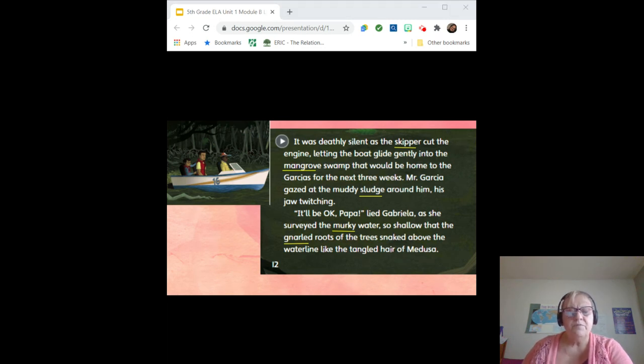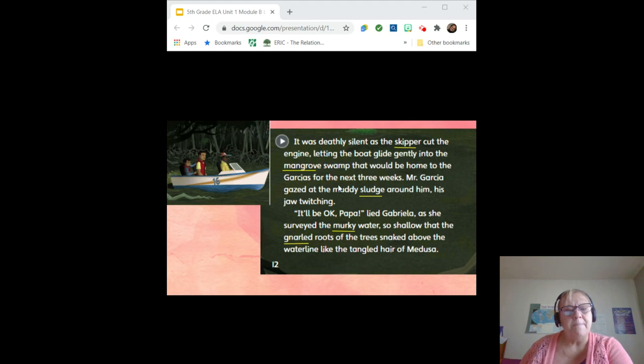For instance, the word skipper is underlined. When I read around the word skipper, I see the Garcias are in a boat and the skipper cut the engine, meaning turned the engine off. That would tell me a skipper is the one driving the boat.